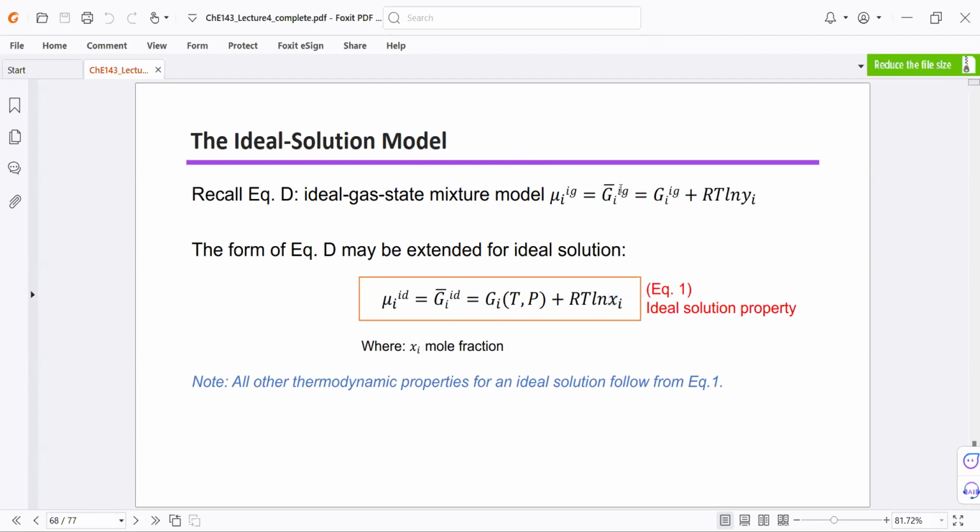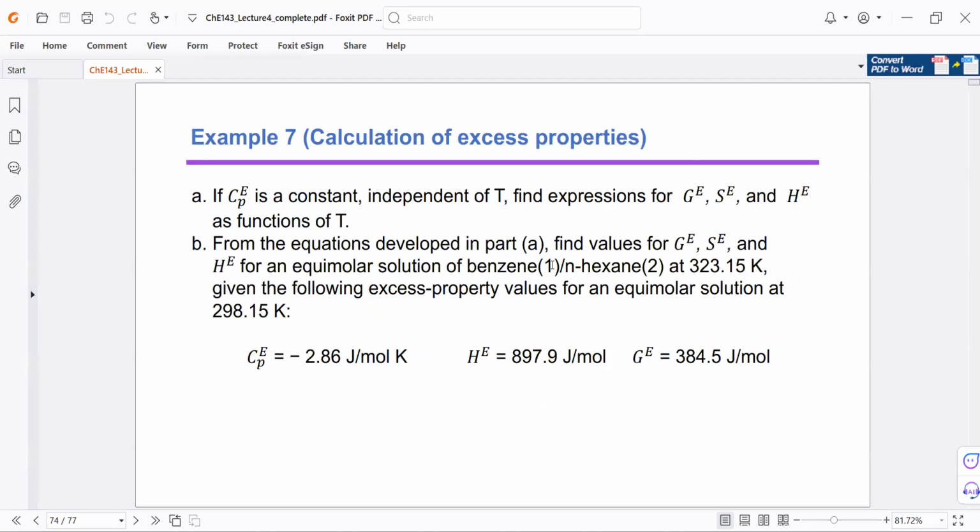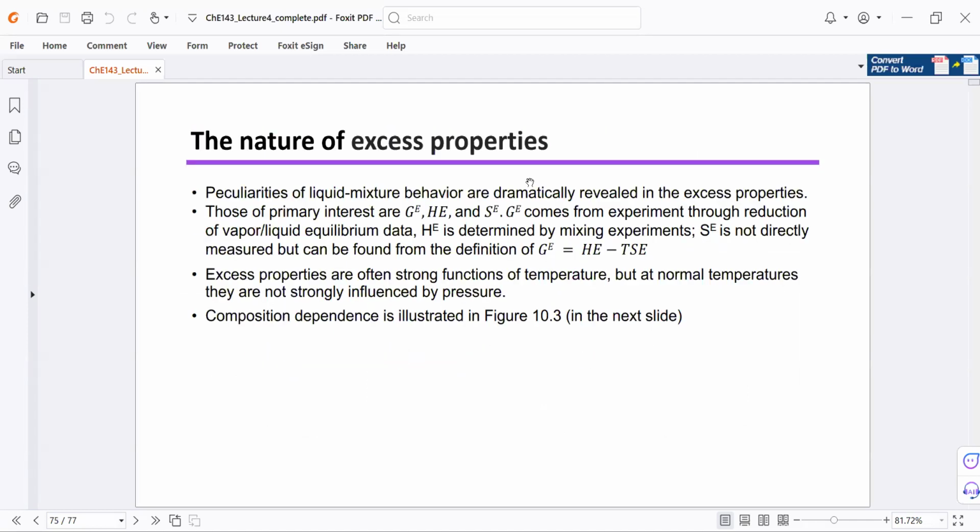That behavior is reflected in ideal gases, and it is also reflected in ideal solutions. That's why we can use this analogous equation for both gases and solutions, or gases and liquids. Now that we're done with example 7, we move to the next slide, which is the nature of excess properties.